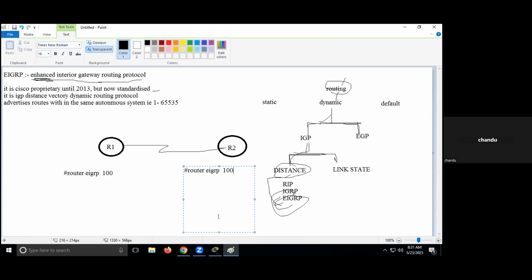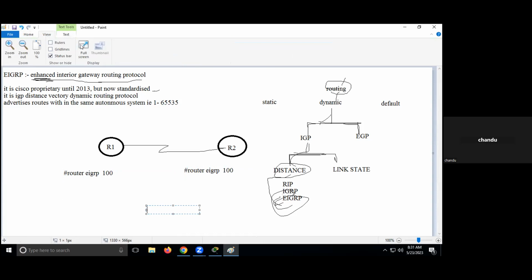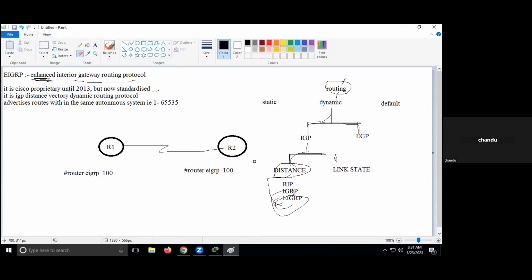If one router is in router EIGRP 100 and another router is in router EIGRP 10, they are advertising with different AS numbers. So they cannot form a neighbor relationship or advertise the information. They are not going to work.